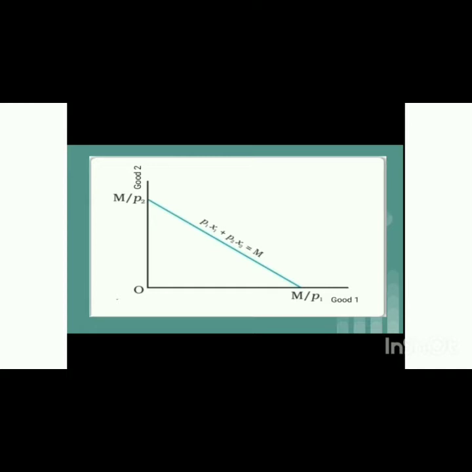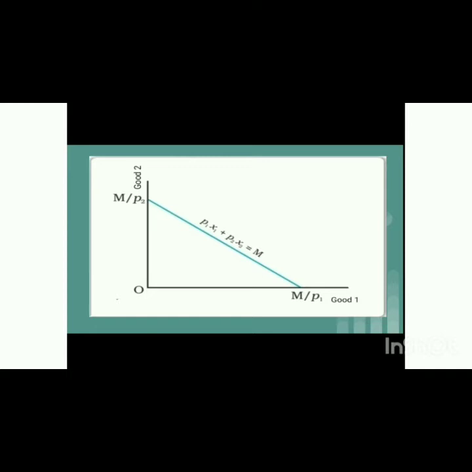Please look at the diagram. It is the budget line or price line of the consumer. Good 1 is on the x-axis. The y-axis represents good 2. M by P1 is the horizontal intercept. M by P2 is the vertical intercept. The equation of the budget line is P1x1 plus P2x2 equal to M. The budget line is downward sloping.